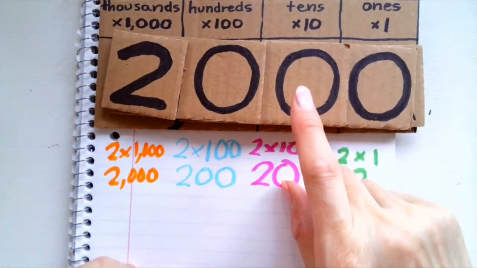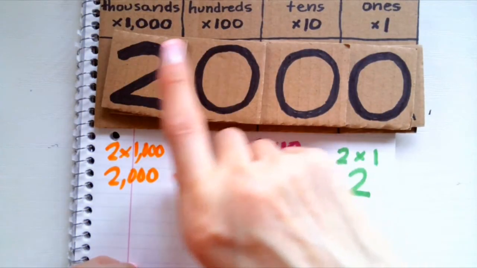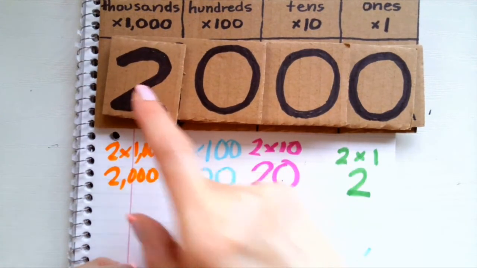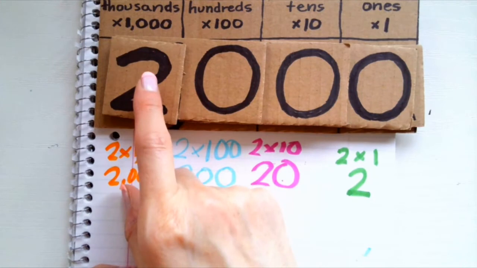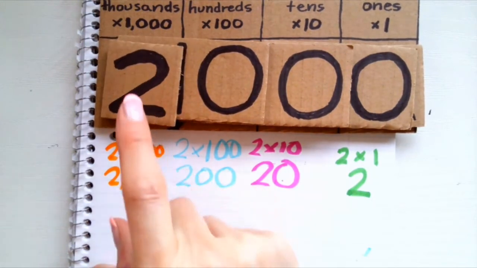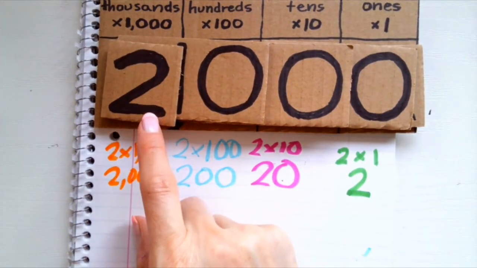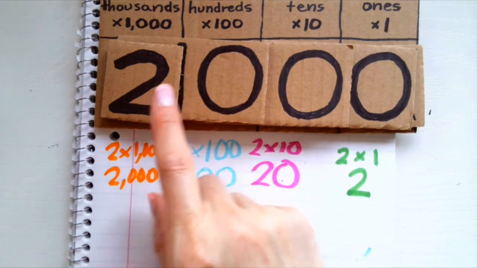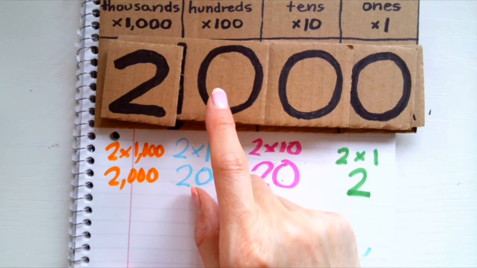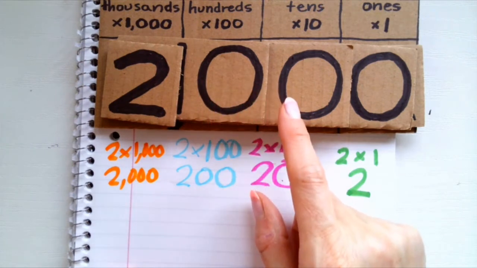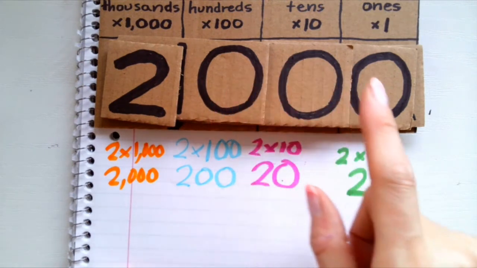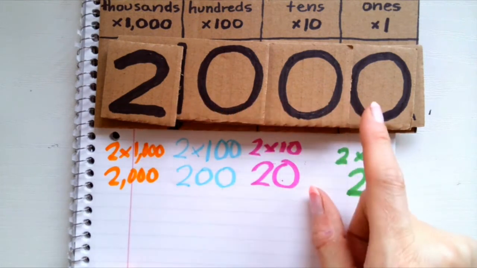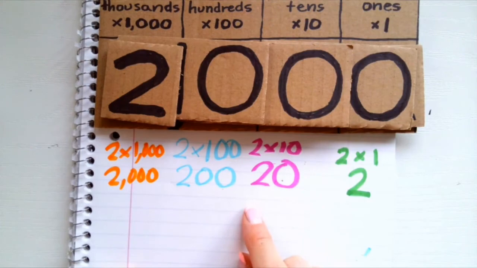Every time we multiply by 10, we jump a place value to the left, this way. That means that each of these digits is 10 times bigger than the digit to its right. Thousands are 10 times bigger than hundreds. Hundreds are 10 times bigger than tens. Tens are 10 times bigger than ones. This is the relationship between the different place values.